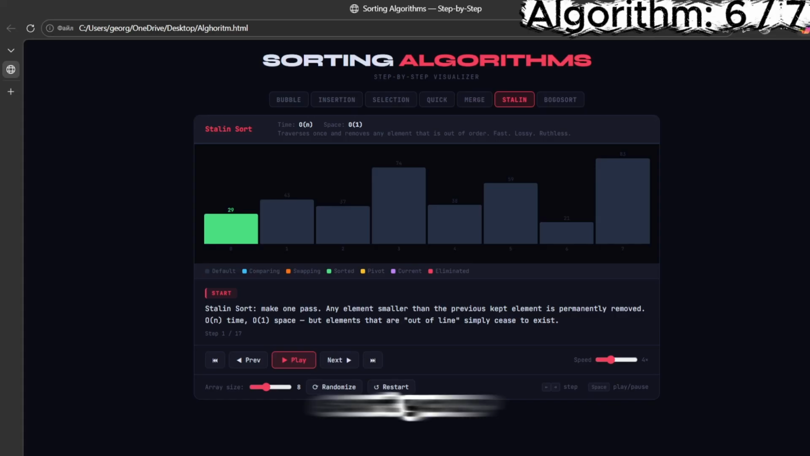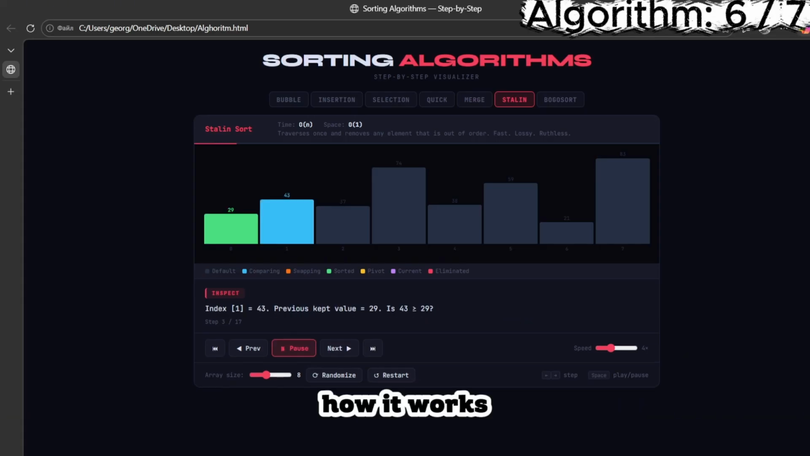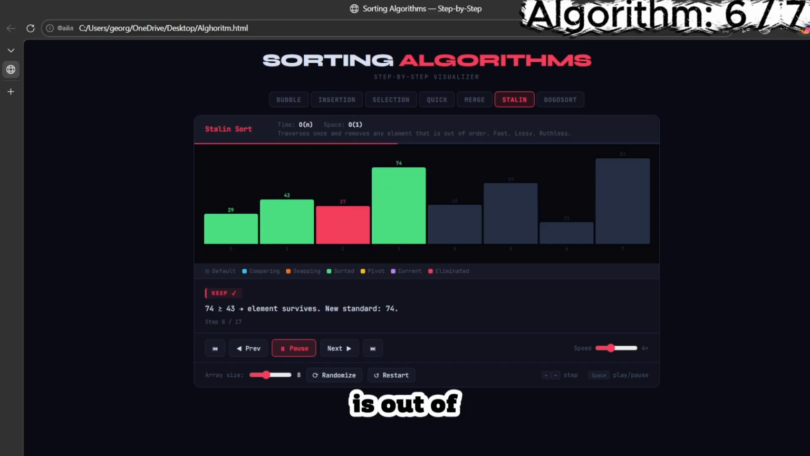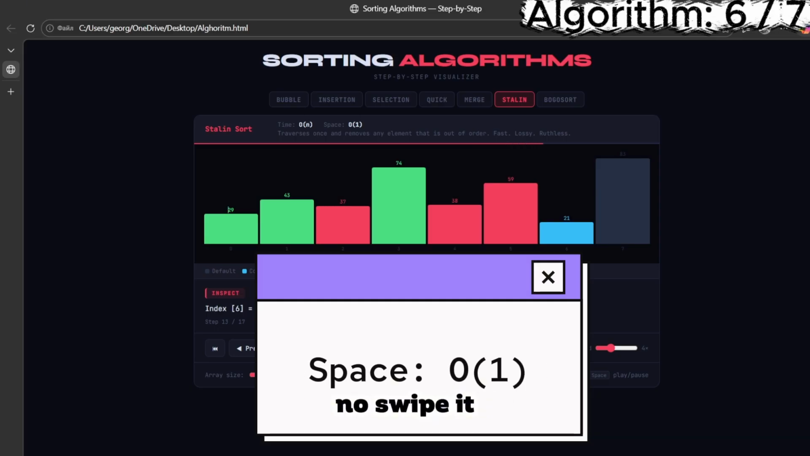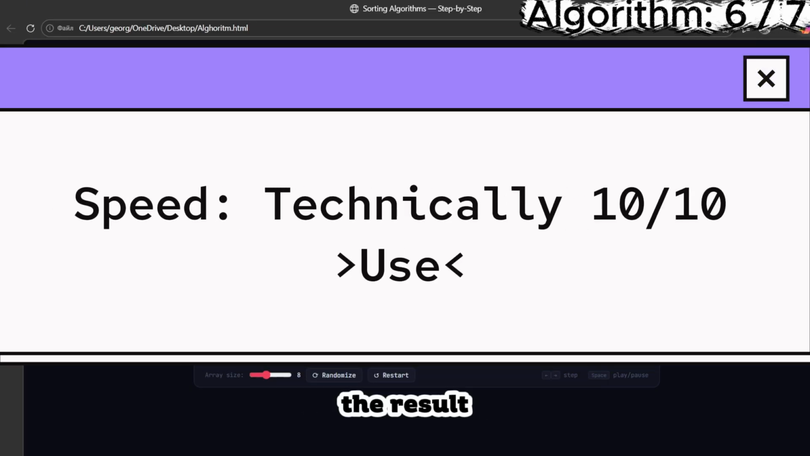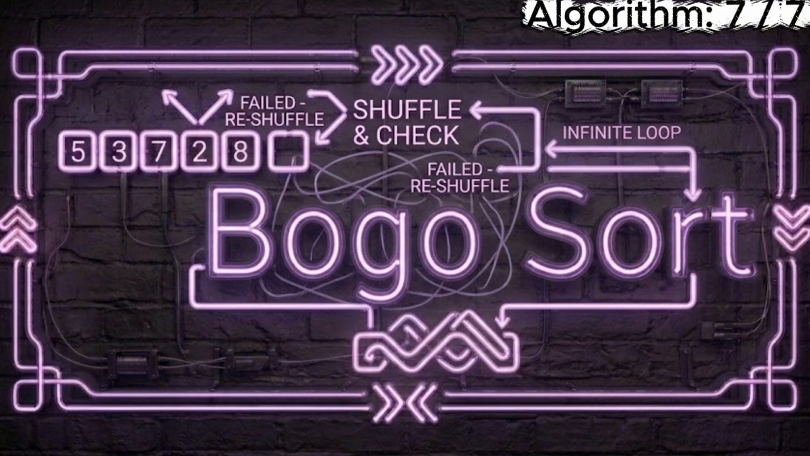Stalin sort. This one doesn't sort your data. How does it work? Traverse the list exactly once. If an element is out of order compared to the previous one, delete it. Not move it, not swap it, just delete it. The result is always sorted.